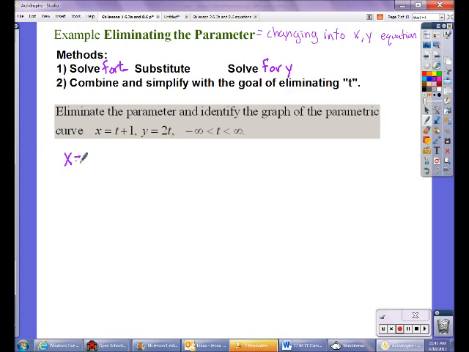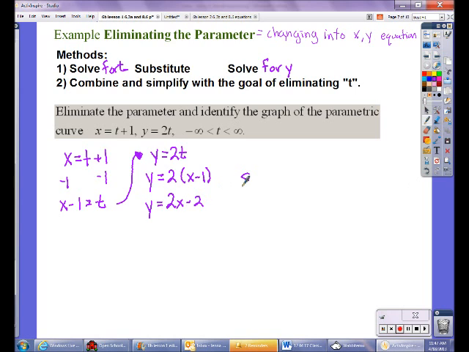I start with my x equals t plus 1. To solve for t, all you have to do is subtract 1, algebra 1. This should look familiar. It's just being used in a different context from what you learned in algebra 1. Now I'm going to substitute my equation here for the t in y equals 2t. So I end up with y equals 2 times x minus 1. Now my third step was to solve for y. Y is already by itself, but I can still simplify. 2x minus 2, and that's the substitution method.